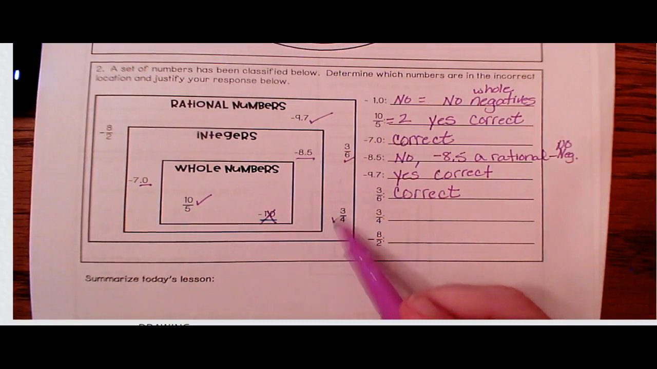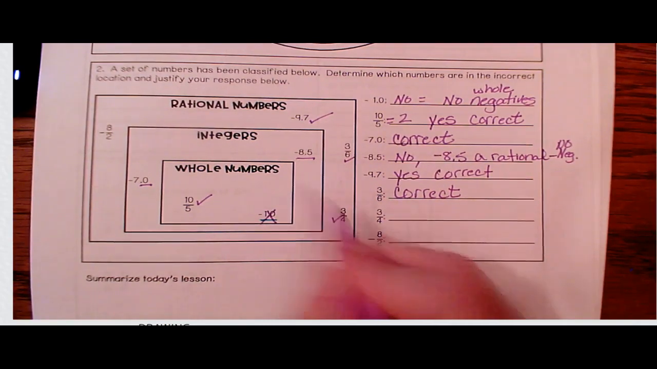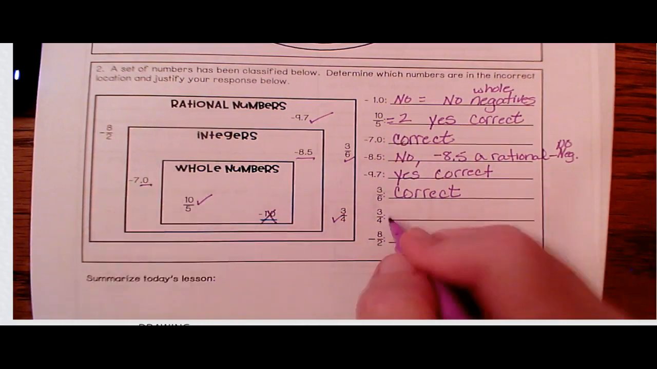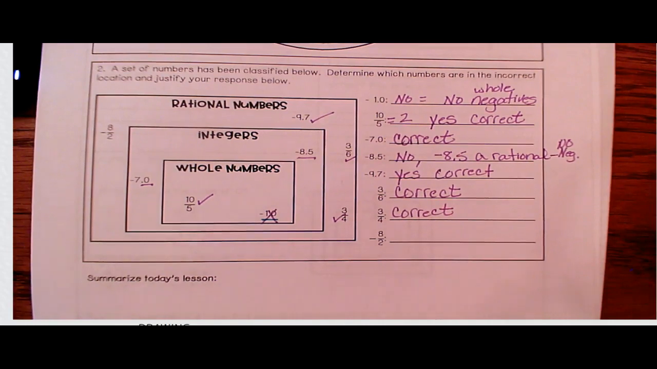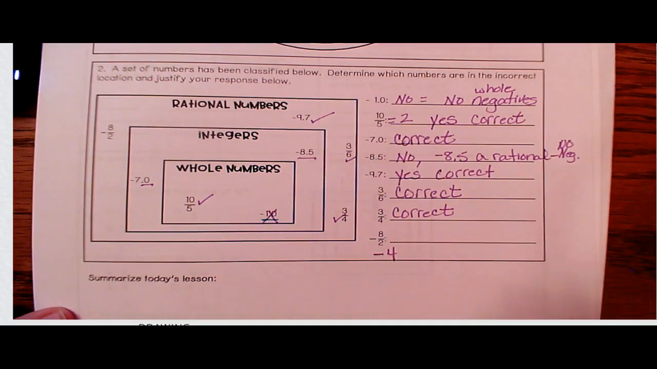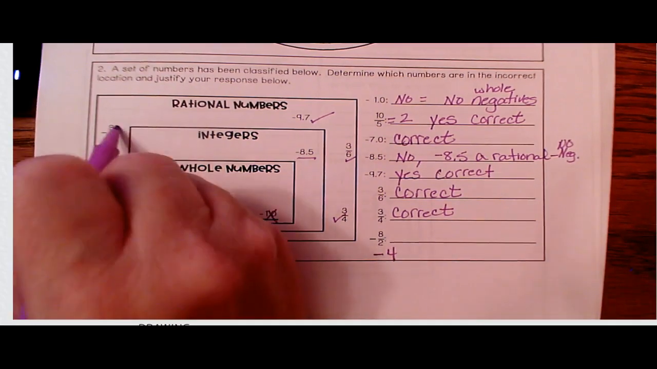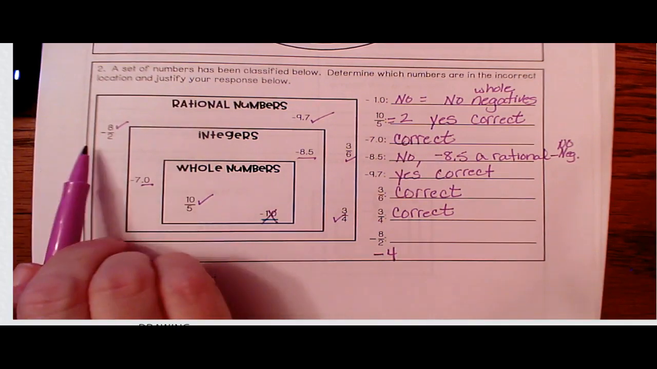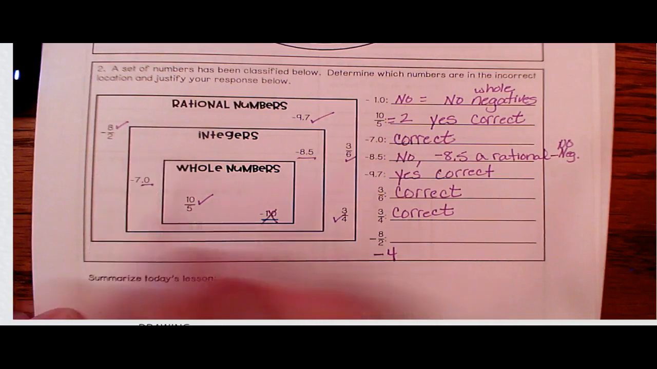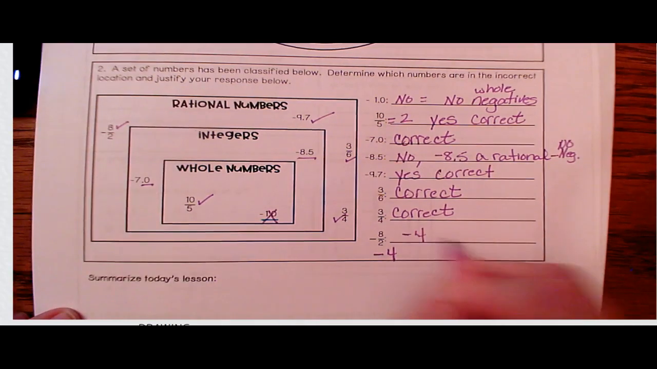3/4. They have it as a rational. It is a fraction, so it cannot go in the integers or whole numbers. Negative 8.2. This is really equal to negative 4. And they have it right here. It is a rational number, but a better name for it would be an integer. So negative 4 should be an integer.